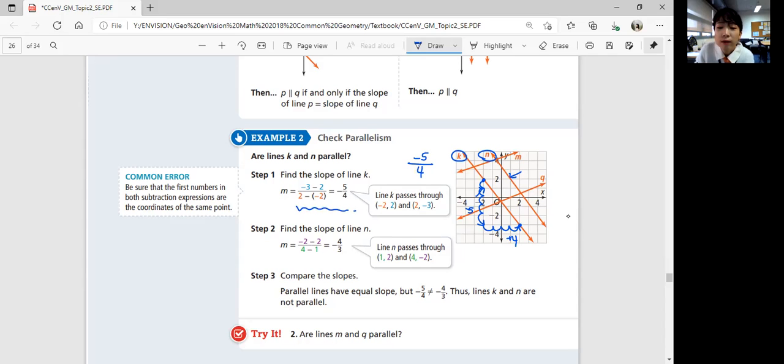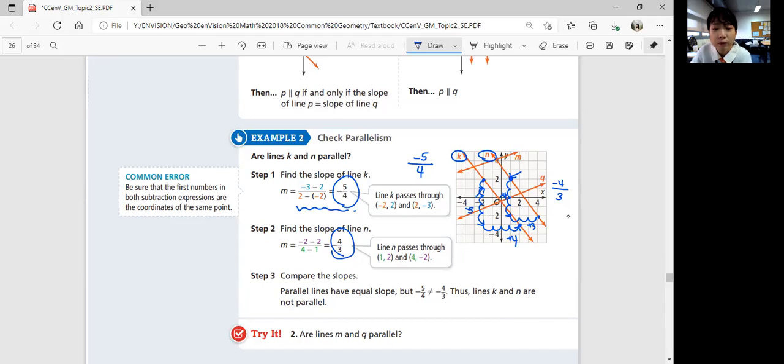Okay, same thing for line N. We're going to choose (1, 2) and (4, -2). We're going 1, 2, 3, 4 down, and 1, 2, 3 right. Right? So we have -4 over 3. All right, so then compare them. Is -5 over 4 equal to -4 over 3? They're very similar, they're very close to each other, but they're not the same number. So lines K and N are not parallel. They're going to meet at some point if you keep going.